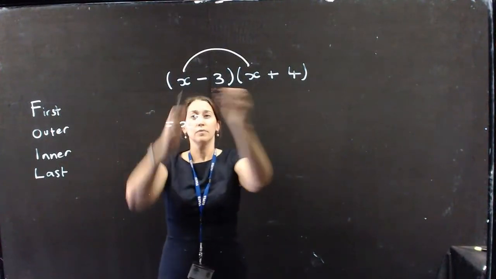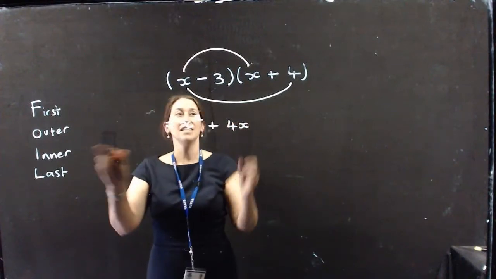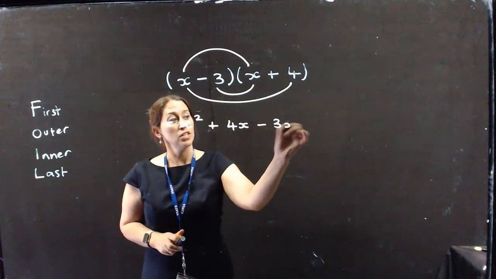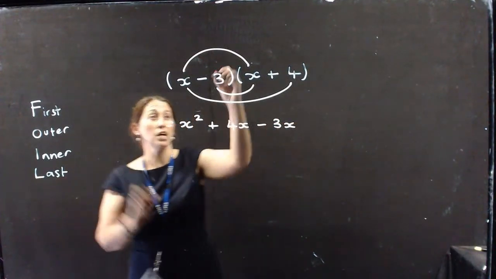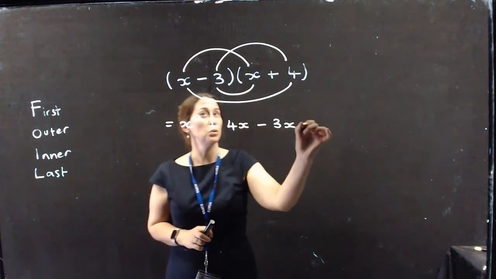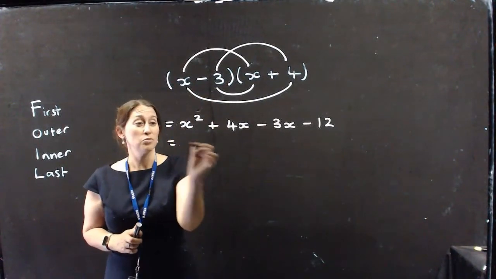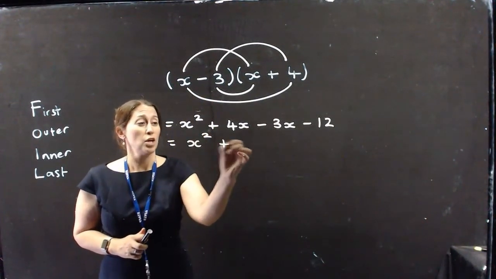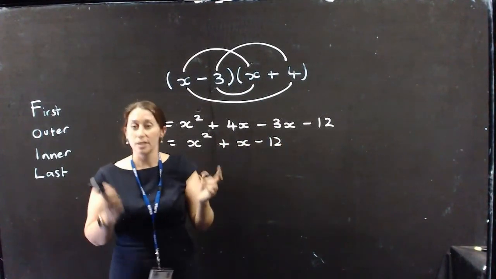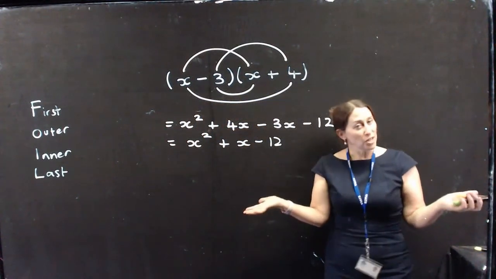The outer, x times positive 4, is 4x. The inner, negative 3 times x, is negative 3x. And finally, the last two terms of both brackets, negative 3 multiplied by positive 4, is negative 12. Now we can simplify by collecting together those middle terms to give us x squared plus x minus 12. Positive 4x take away 3x gives us the positive x. And that's pretty much everything you need to know about binomial expansions.